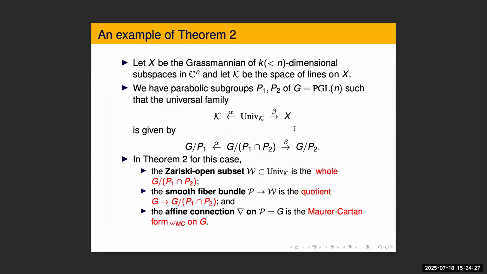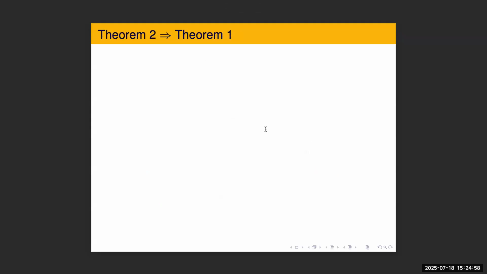So that is the example of theorem 2. And in fact, theorem 2 is a generalization of this example. So we don't need all these groups and homogeneous spaces. So in general, when we satisfy those conditions of theorem 2, there's some fiber space on some open set in the universal family, which has some canonical affine connection. Now, this theorem 2 implies theorem 1.